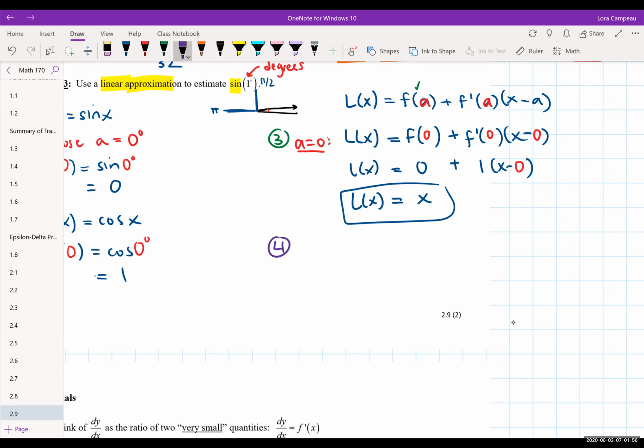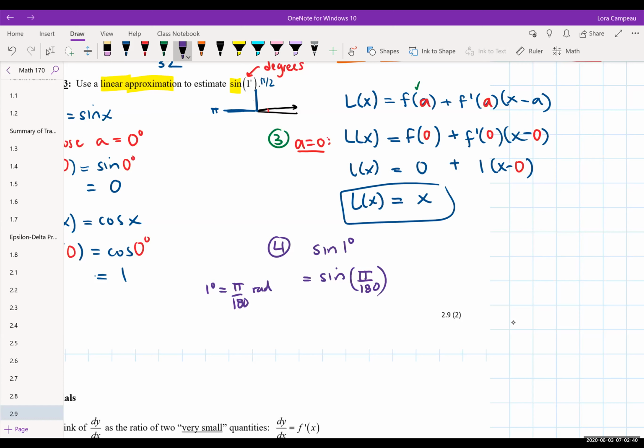So what is near 0? Remember, if we look at sine of 1 degree, we need to find something close. I'm going to have an issue if I try to use 1 degree. So let's think about radians. Remember, 1 degree equals pi over 180 radians. Just a nice little trig review there. So sine of 1 degree is the same as sine of pi over 180.